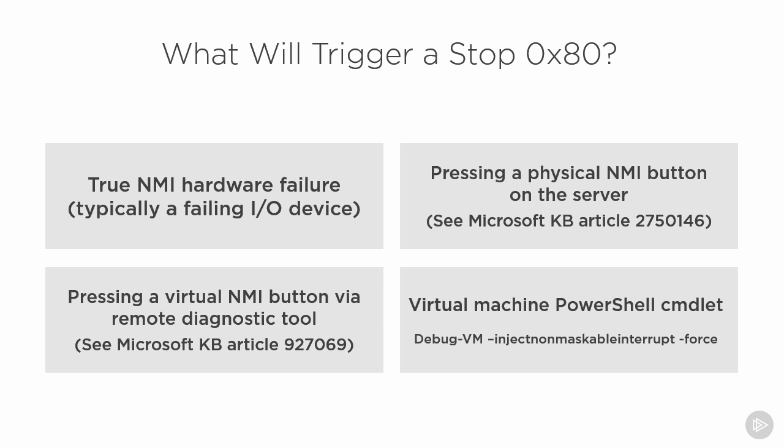Finally, you can also encounter a Stop 80 bug check on a virtual machine. There's a new PowerShell cmdlet that you can execute on the Hyper-V host called Debug-VM -InjectNonMaskableInterrupt -Force, which will in fact cause a virtual machine to stop with a Stop 80 bug check.